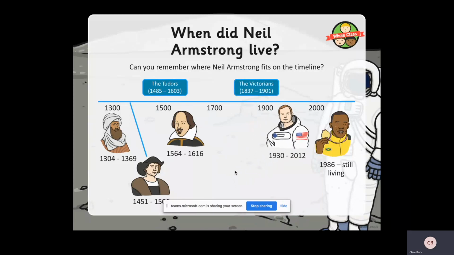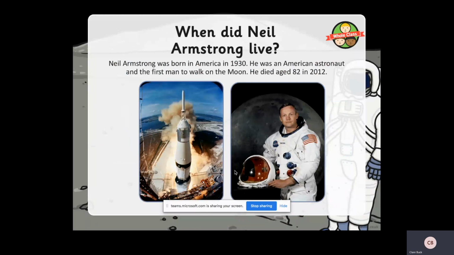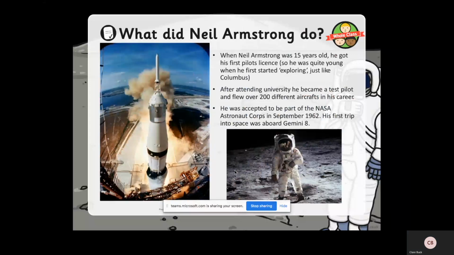There we go. In the 20th century, really, 1930 to 2012. So he was born in America in 1930, was an American astronaut, as you all know, and the first man, of course, to walk on the moon. And he died aged 82 in 2012. What did he do? Well, when he was 15 years old, he got his first pilot's license, so he was able to fly. So if you remember, Columbus was about 13, wasn't he, when he went on the first little voyage? So they were both quite young when they first started exploring.